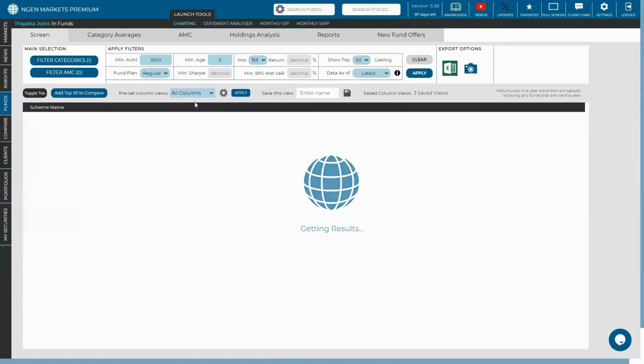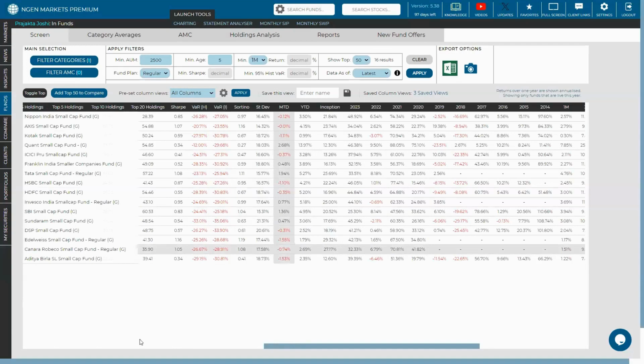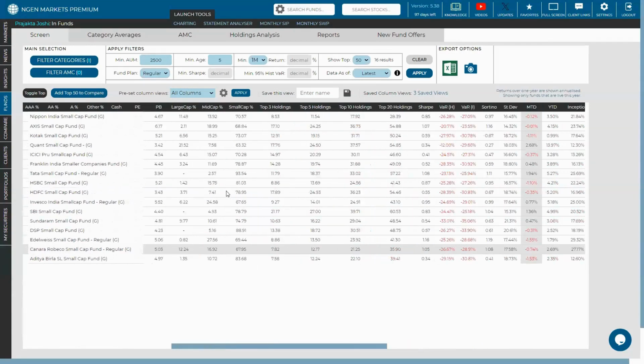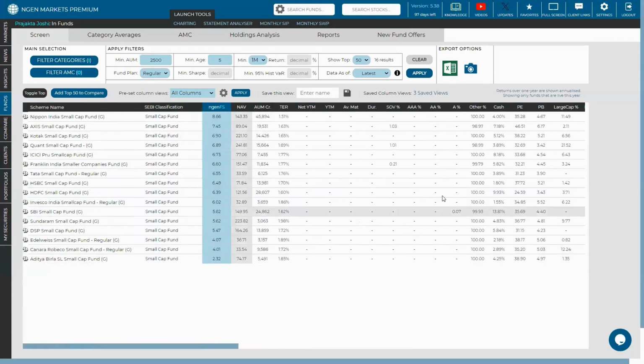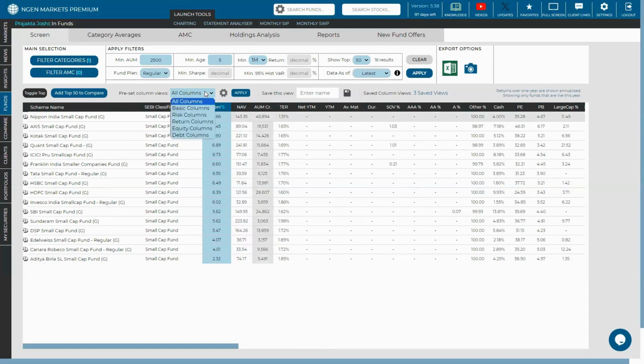So first of all, by default, what comes in is the all columns view, which typically takes into consideration every column that is there in this view and that shows up. But these typically become not really relevant columns for analyzing any small cap funds, right? Therefore, we have given this drop down. You can choose only equity columns.